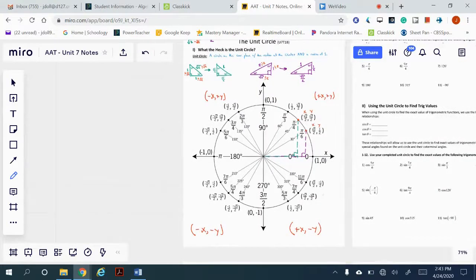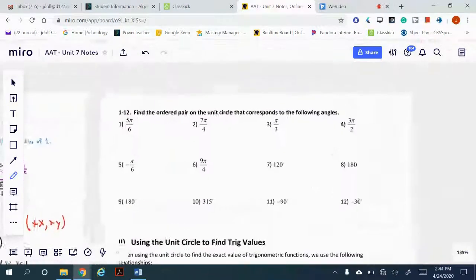If you're super confused, don't stress about it. You can look it up. There's definitely a lot of information out on the internet about the unit circle, and you can go more in depth. But really, we're going to be more concerned about using the unit circle than about necessarily understanding how it was created. So let's go to these problems over here.